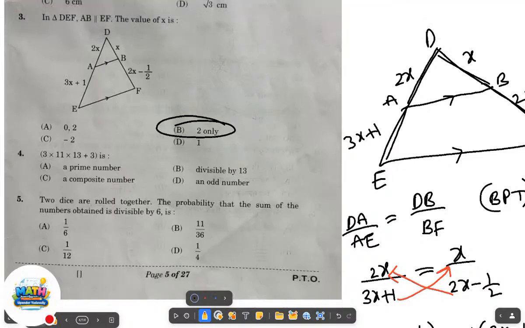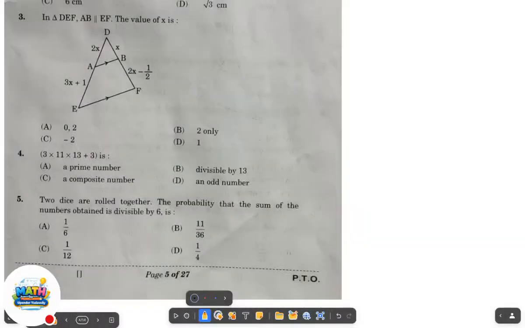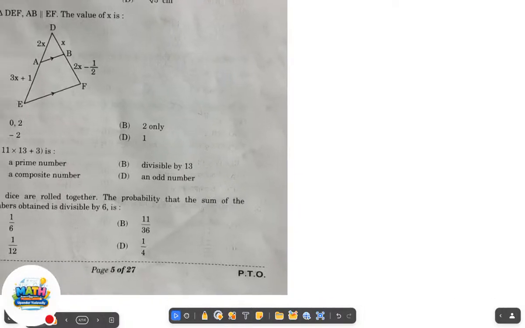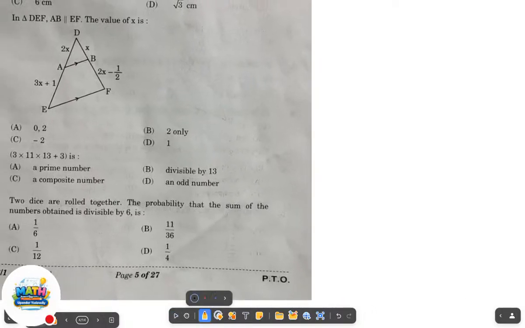Next, what is the next question? 3 into 11 into 13 plus 3. Is it a prime number, divisible by 13, a composite number, or an odd number? These are the options given here. So what is given here? 3 into 11 into 13 plus 3.